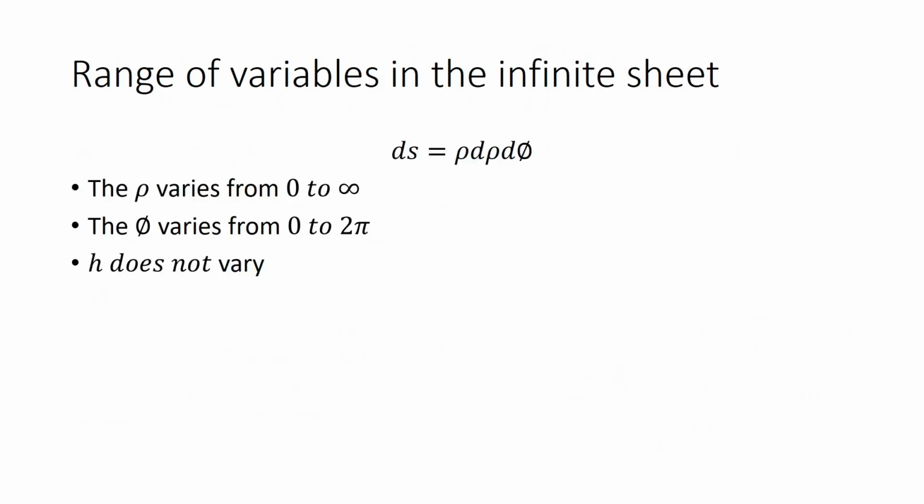I think I have already given you the range of variables. The range of variables are: rho varies from 0 to infinity, phi varies from 0 to 2 pi, h does not vary because h is equal to a constant. So ds, the differential surface element, is rho d rho d phi. Because I am integrating a scalar quantity, that is dq, I have just considered a scalar differential element instead of a vector differential element. I hope you understand that.